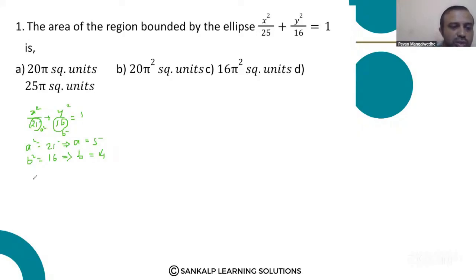So using this formula, area A is equal to pi into a into b, that is A equals pi ab. Keep the pi as it is, because all the square units are in terms of pi, and we already know a is 5 and b is 4. So 5 into 4 is 20 pi square units. So option A is correct.